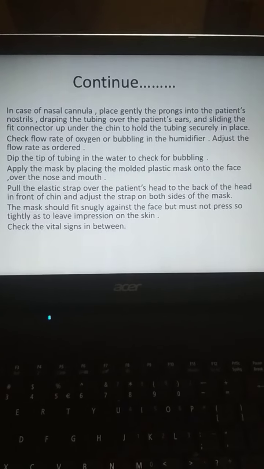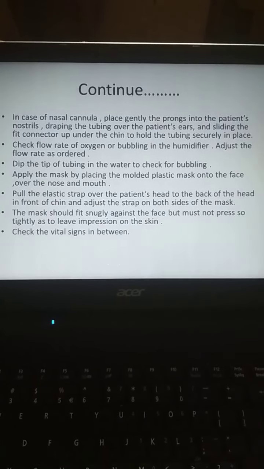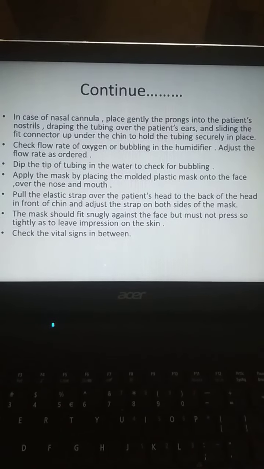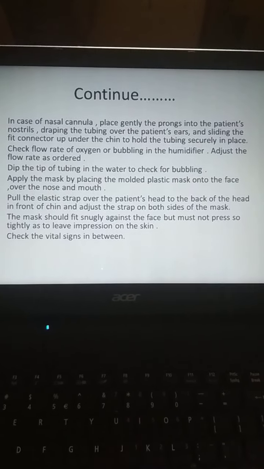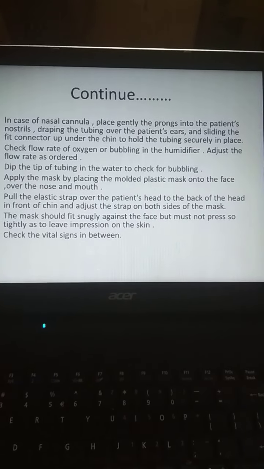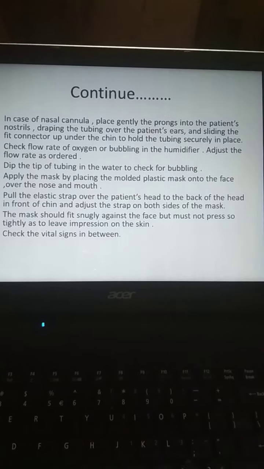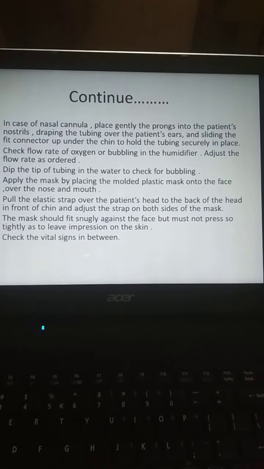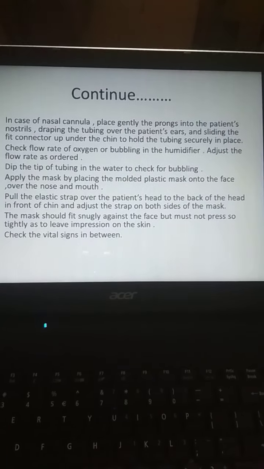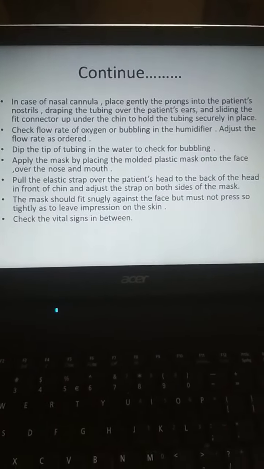Apply the mask by placing the molded plastic mask onto the face, over the nose and mouth. Pull the elastic strap over the patient's head to the back of the head, in front of the chin, and adjust the strap on both sides of the mask. The mask should fit snugly against the face but must not press so tightly as to leave an impression on the skin. Check the vital signs in between.